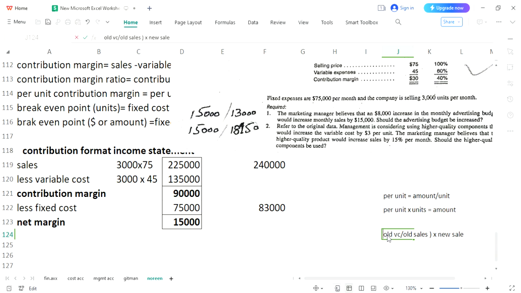You will not have to pressurize your brain. What you will do, you will apply this formula and get the new variable cost. Okay. This formula will be used to calculate new variable cost. Okay, let me write it. This formula will be used to calculate new variable cost.